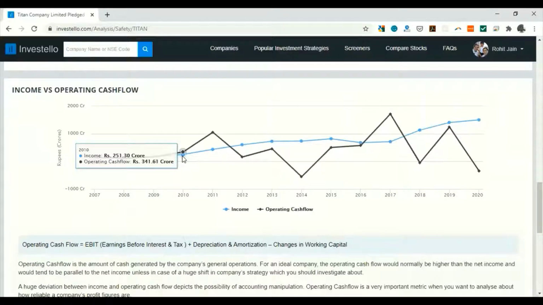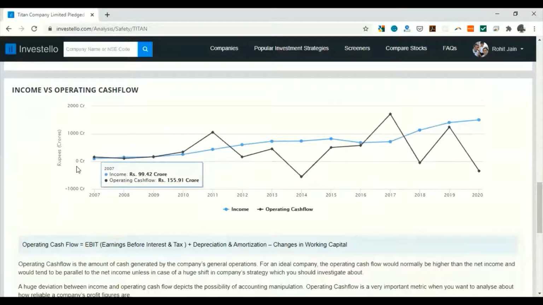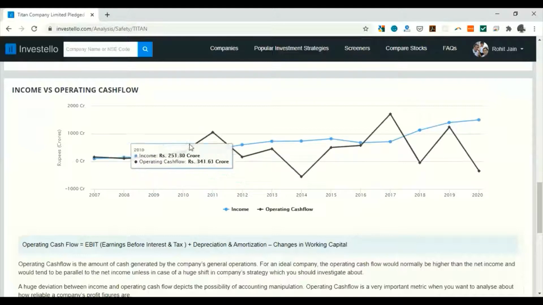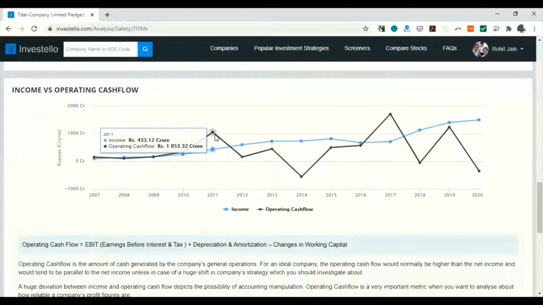While the income graph gives us a good perspective on how the company is growing, it is the operating cash flow which gives us the actual picture of the cash flow of the company. It is the cash earned by the operations, so this is something which is difficult to manipulate. Ideally, the cash flow should always be higher than the net income. As we can see here, for the period between 2007 to 2011, operating cash flow has been more than net income, which is a good thing.